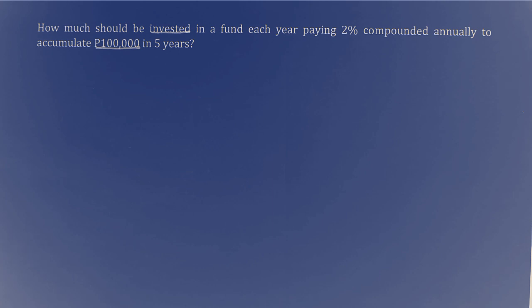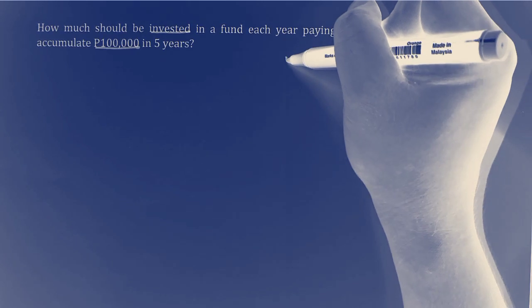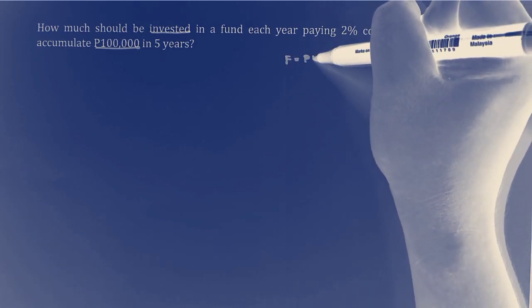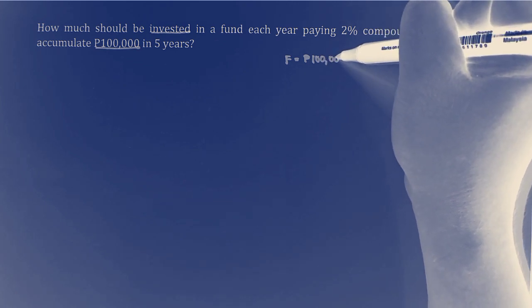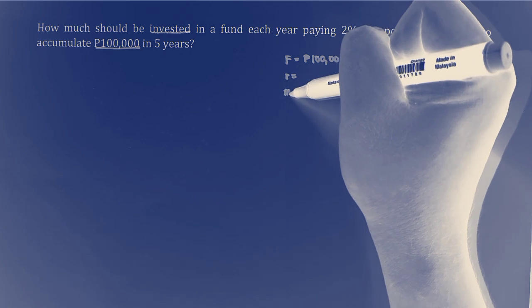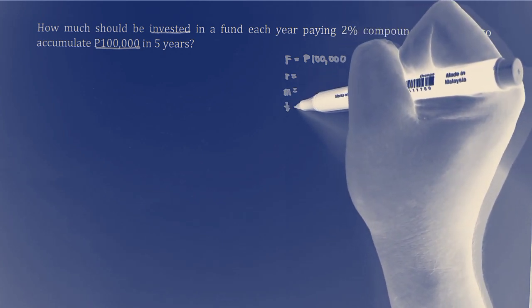So since ang given dito ay yung ating future value, so we'll be using the second formula sa paghahanap natin ng periodic payment. At ito yung mga kailangan natin para makompute natin itong problem na ito. So una, kailangan natin ng ating future value, which is in this case is 100,000. Ang next natin ay yung ating rate. Kailangan din natin ng ating conversion period at saka yung ating time.